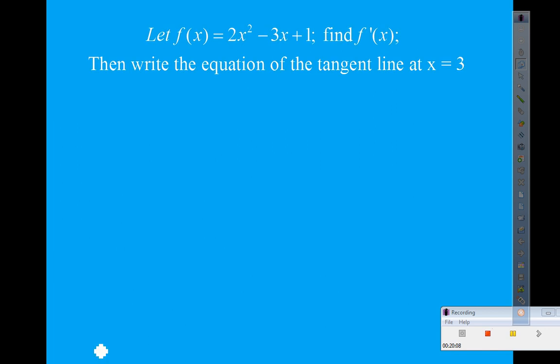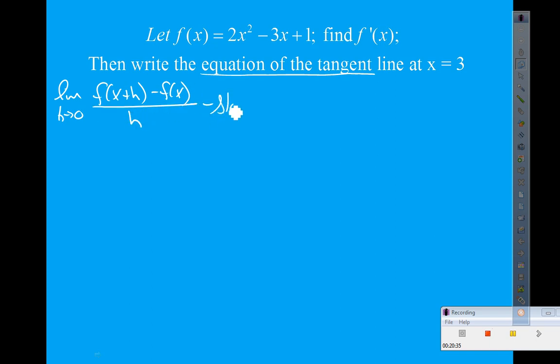Here's another one. I'm just going to take it a step further. Let f of x be 2x squared minus 3x plus 1. And then I would like to find f prime of x, and then write the equation of the tangent line at x equal 3. The equation of the tangent line. When we use this formula right here, the limit as h approaches 0, that you've seen me write 100 times now, it seems, this really gives you the slope. It gives you the slope of the tangent line. So now we're just using a different way to find slope.